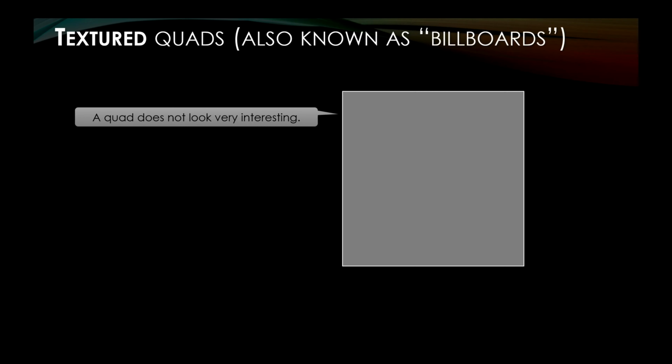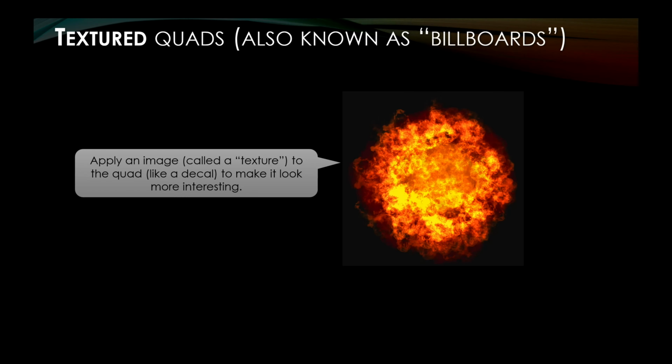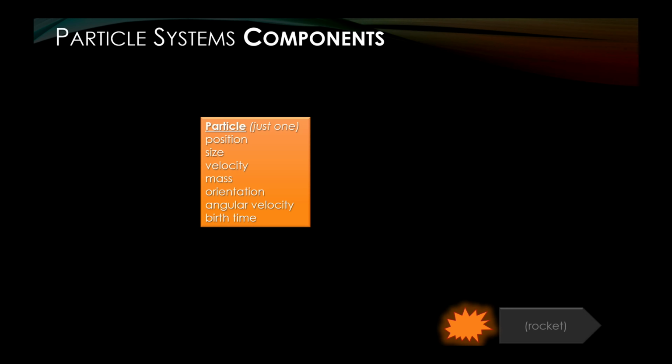A quad by itself isn't very interesting. So what you normally do is you apply an image to that quadrilateral, and those images are called textures in computer graphics speak. The way you think of it is just like with a billboard, where you apply a decal to the billboard's frame, and that makes each particle look more interesting. So let's put this all together. Just as I mentioned before, an individual particle has some simple physical properties such as position, size, velocity, and so on.